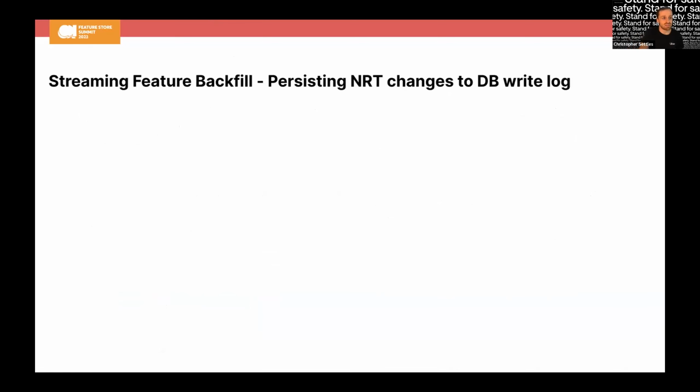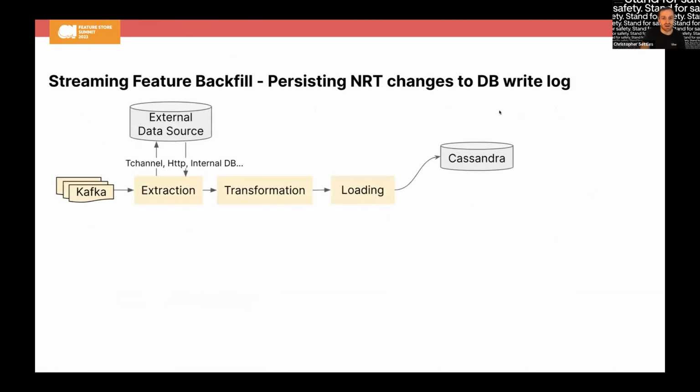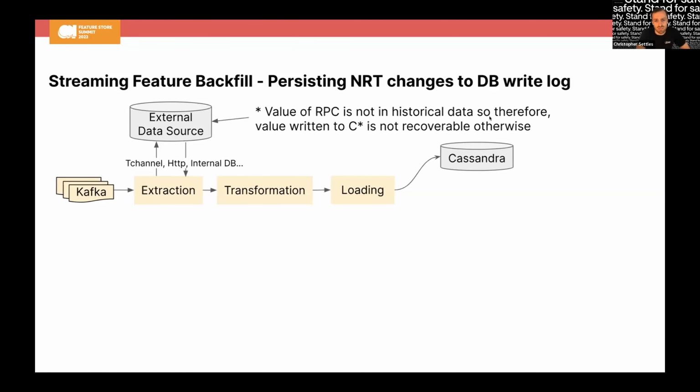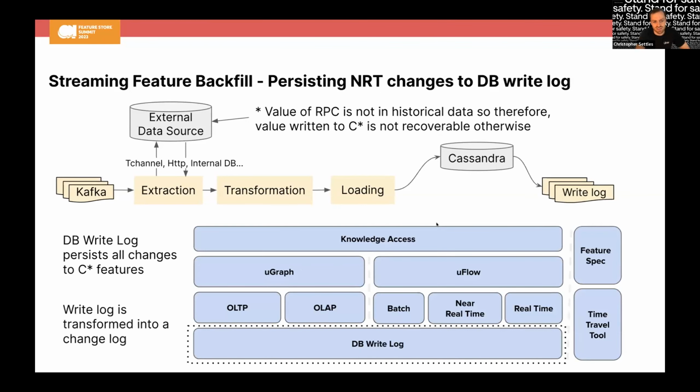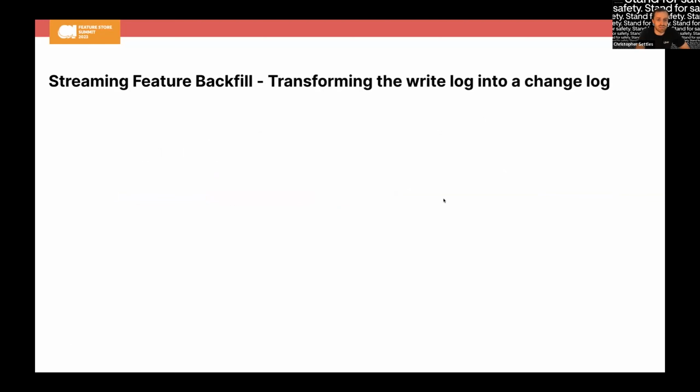And so the solution that we built for this is we started persisting changes into a write log. Remember from earlier, we have this solution architecture for near real-time feature computation where data is read from Kafka. And then in our ETL, we may do some kind of RPC to an external data source before we load into Cassandra. The value of this RPC may not exist in historical data, so we also write it to our write log. And this write log is the same write log that lives below uGraph and uFlow. This allows us to persist all the changes to Cassandra features, and they can later be transformed into a change log.